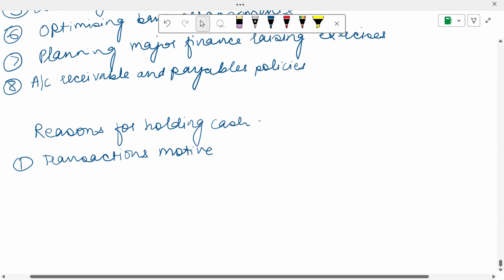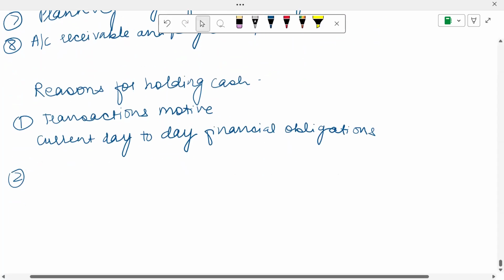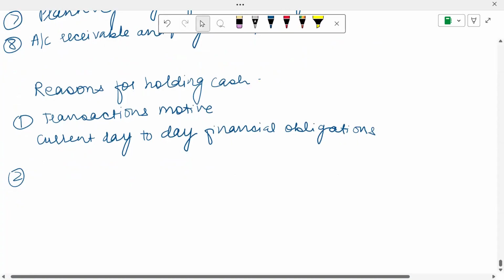What does this mean? Businesses will hold cash to meet their current day-to-day financial obligations. So this could be the payroll costs, that means the salaries that you're paying to your employees, could be about the purchases of raw materials. So basically, the money that organizations need for their daily operations is what the transactions motive is about.